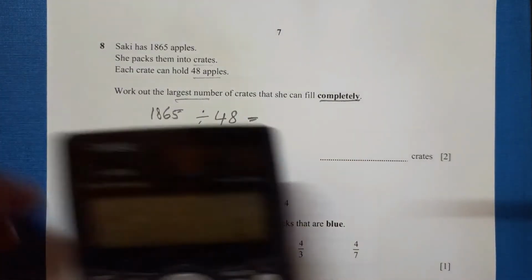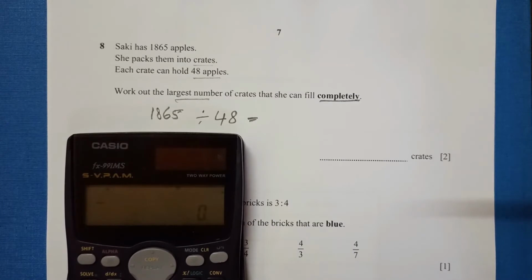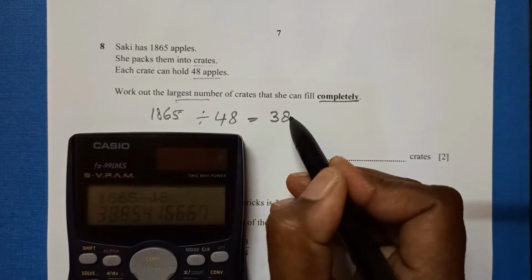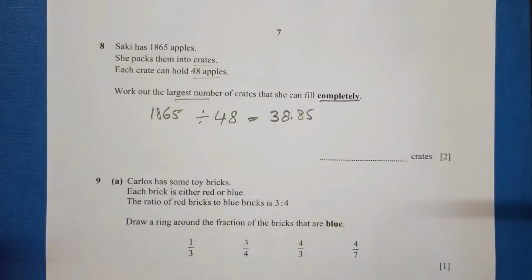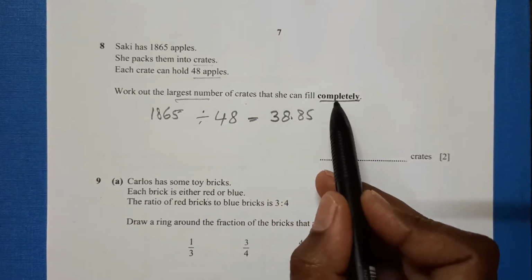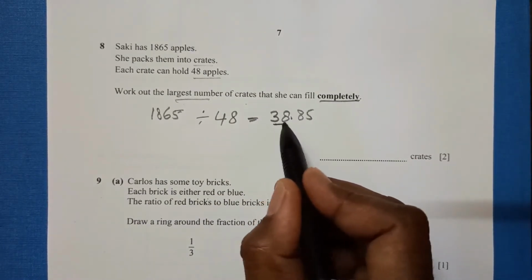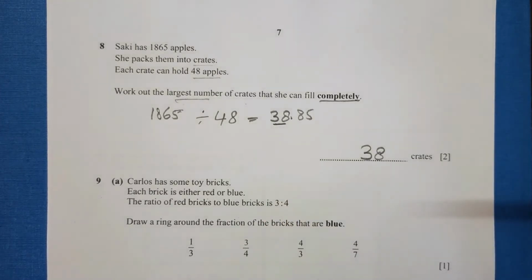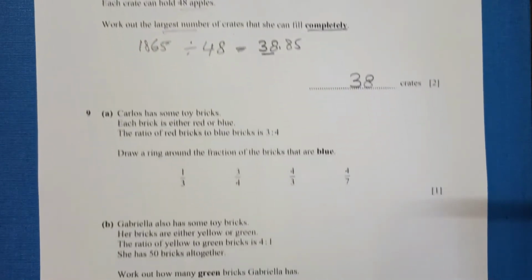So let's calculate 1865 divided by 48. So this is giving us the answer 38.85. But the question says work out the largest number of crates that she can fill completely. So she can fill completely only 38 crates. So these will be the remaining apples. So in the answer we will write down only 38.